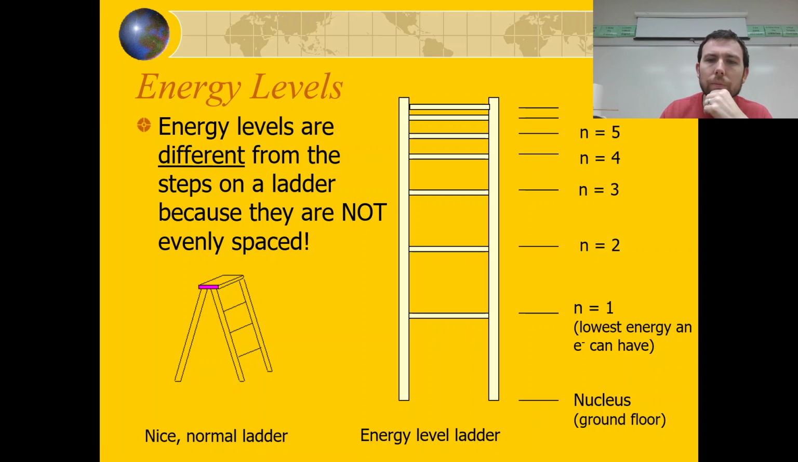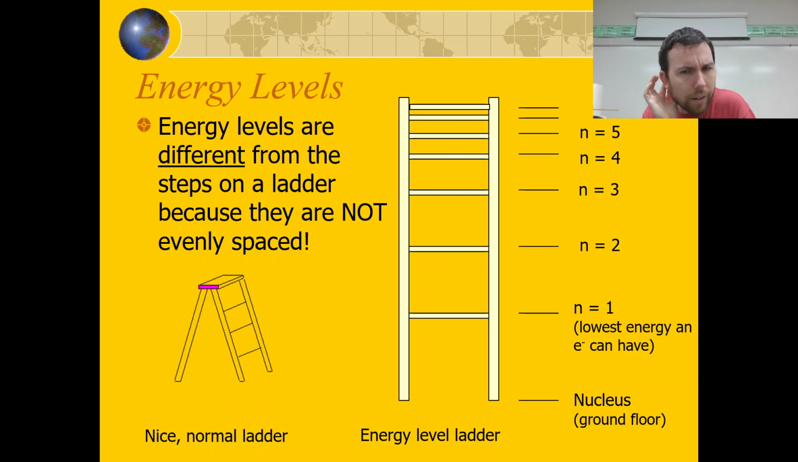And so I kind of like this representation. You've got your nucleus, which is on the ground floor. N equals 1. This is the first rung in our ladder. That's going to be the lowest energy an electron can have. Then you've got N equals 2, N equals 3, N equals 4, N equals 5, N equals 6, N equals 7. And as we're getting farther and farther away, notice that the distance between each of the rungs on the ladder are getting closer and closer together. So there's less of a difference between those energies as we're getting farther away from the nucleus.